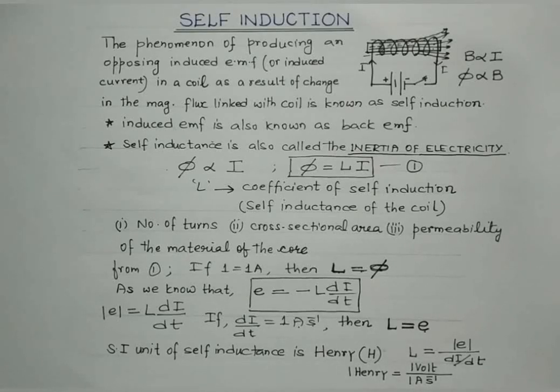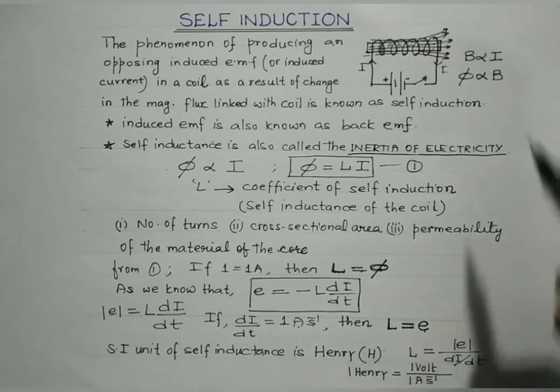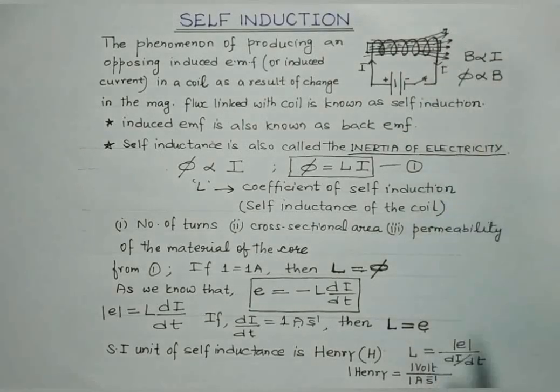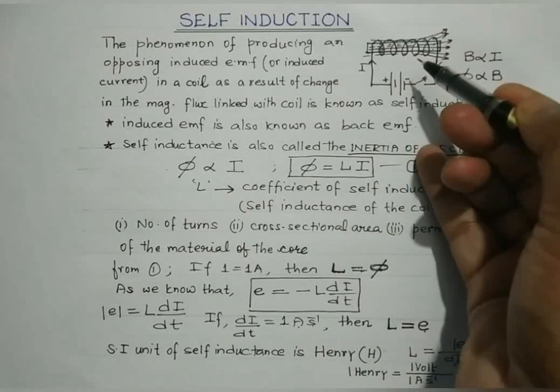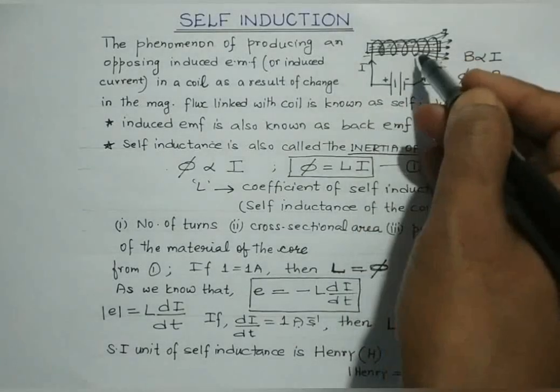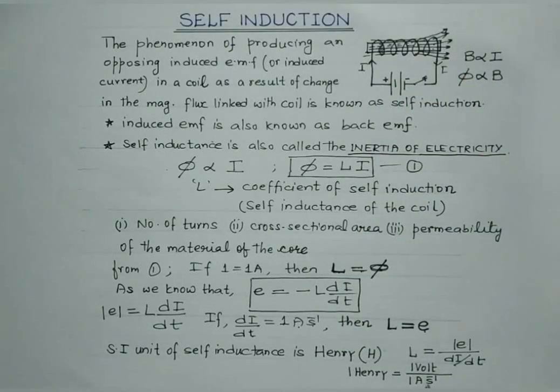of a coil. So students, the self-inductance of a coil is said to be 1 Henry when 1 volt of EMF gets induced in the coil if the current in the coil changes at the rate of 1 ampere per second. Again, I repeat the statement, students. 1 Henry is the self-inductance of a coil when 1 volt of EMF gets induced in it if the current in the coil changes at the rate of 1 ampere per second.